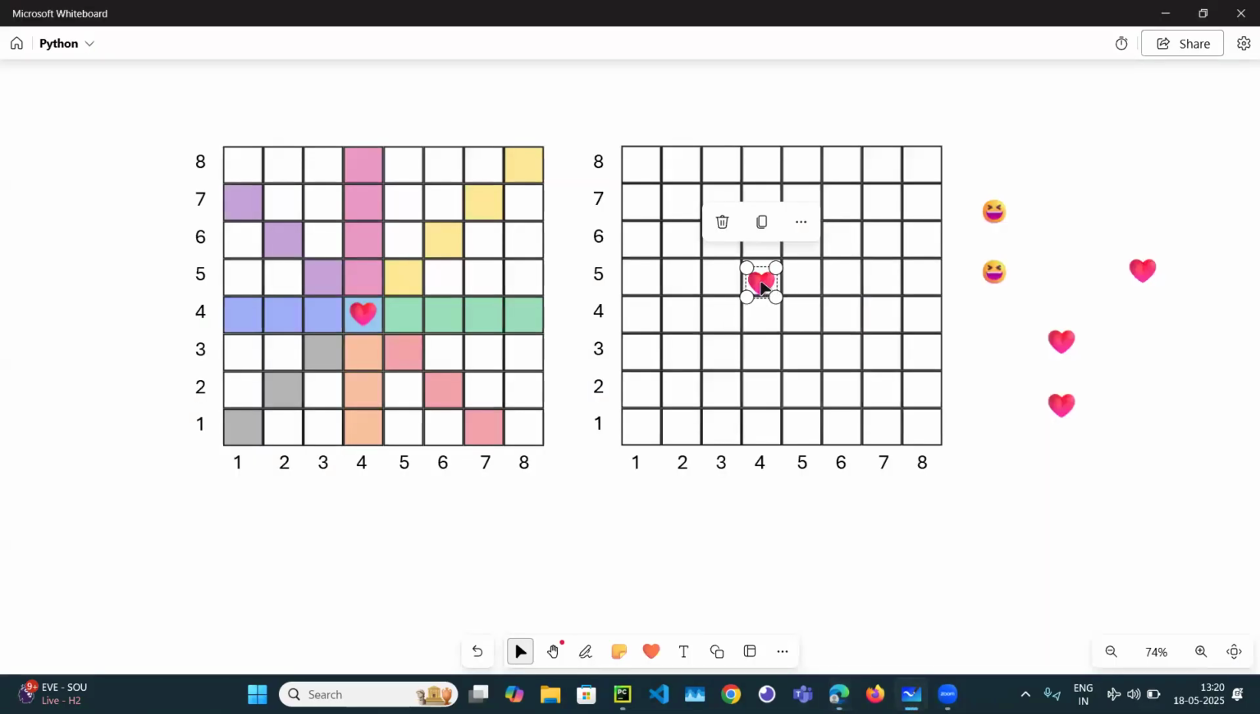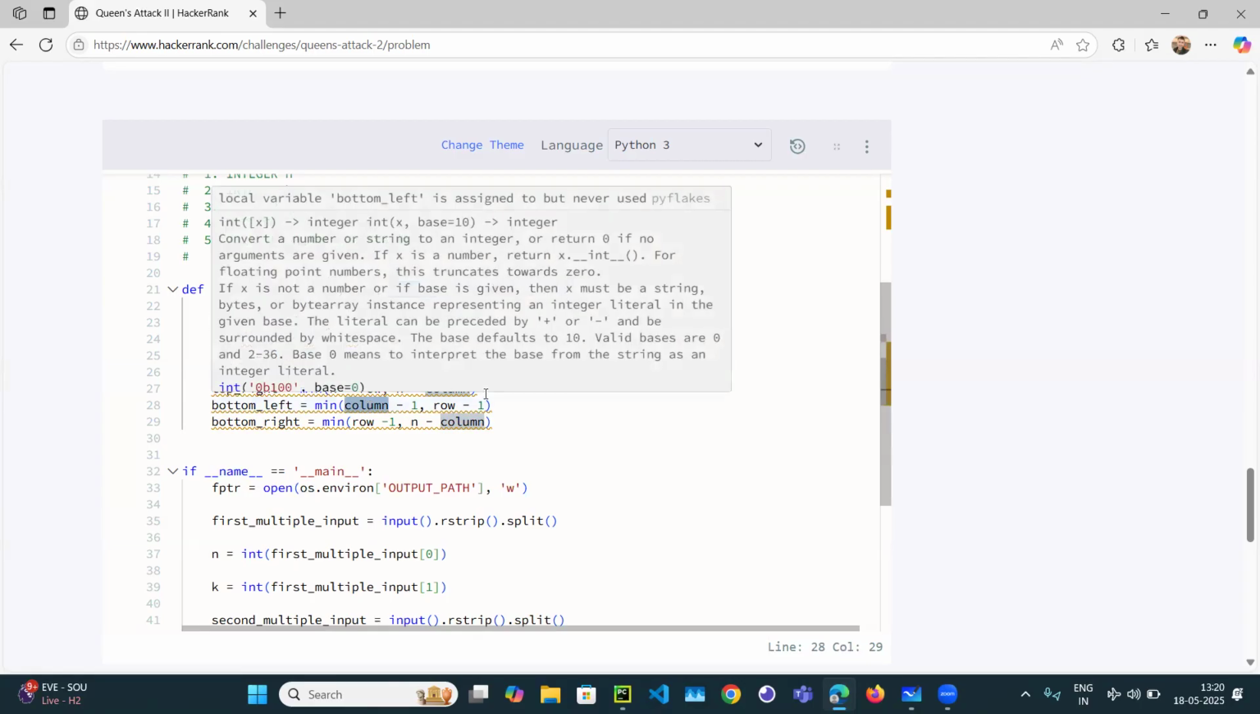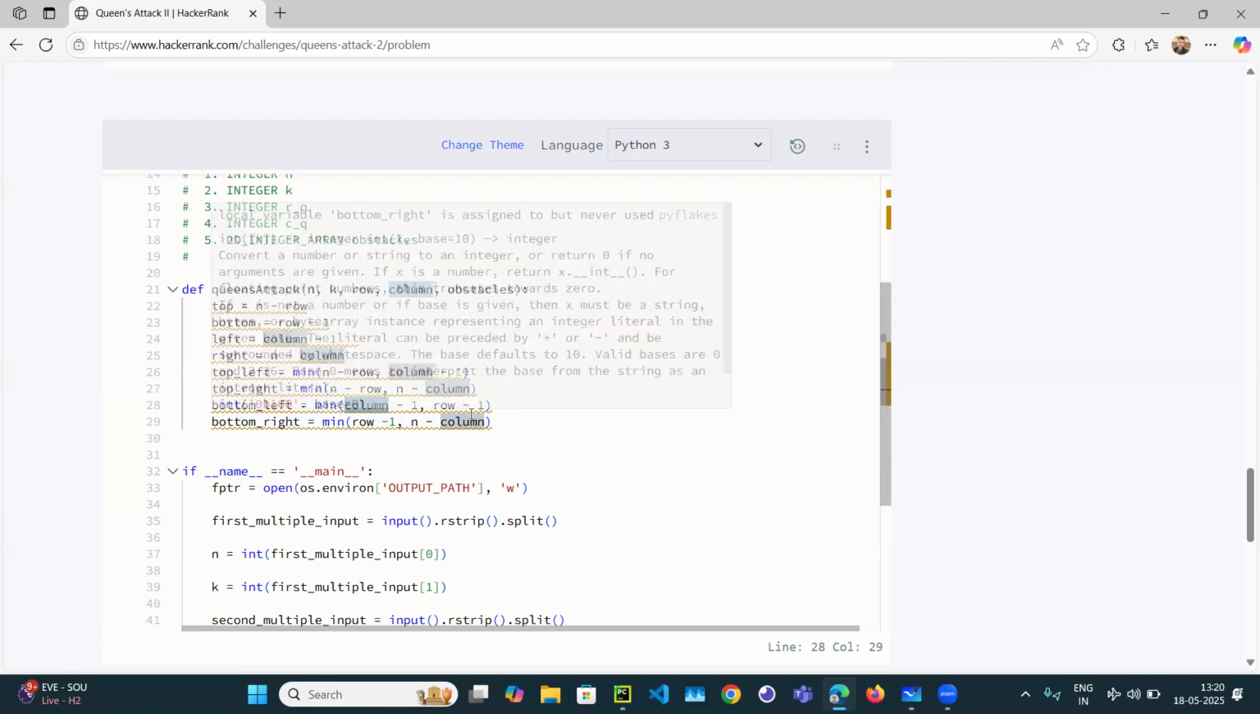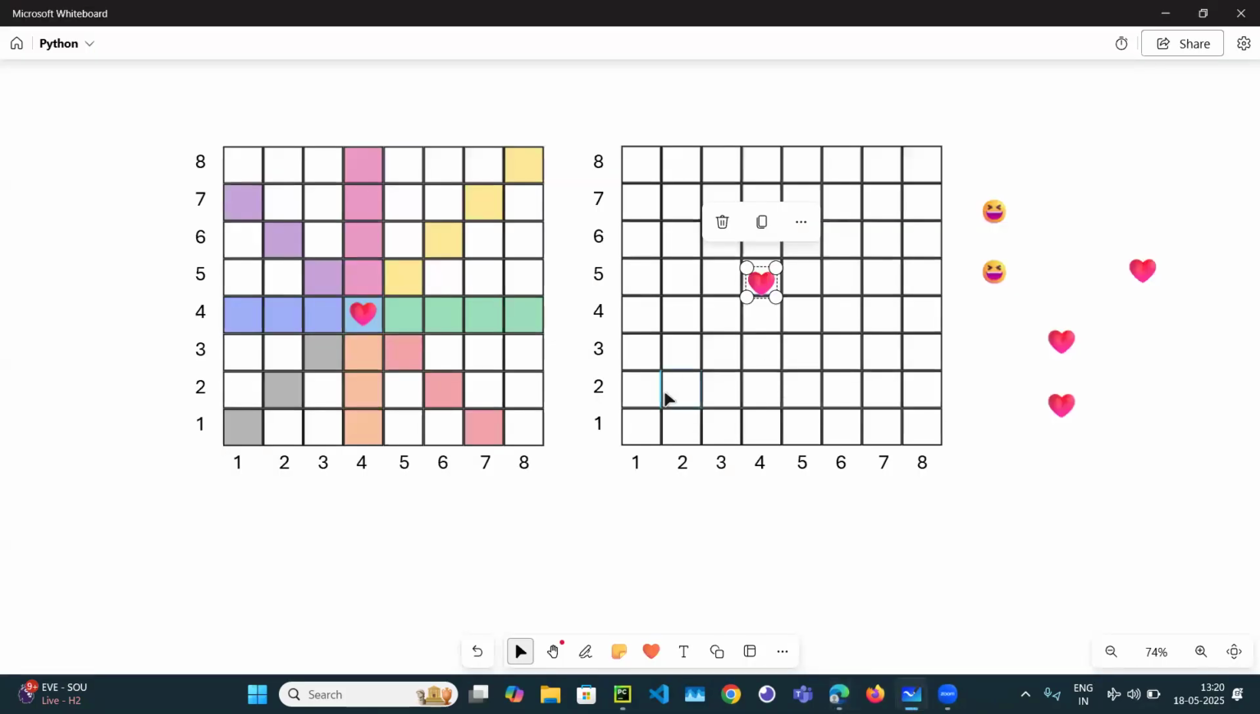All right, now, let me figure it out. Did I put something wrong? Top left. So top is n minus row, left is column minus one. Top right, n minus row, right is n minus column. Bottom left, bottom is row minus one, left is column minus one. Okay, so did I put something wrong? Bottom right, row minus one, right is n minus column. Yeah, which is fine. Okay, so now we have done that.